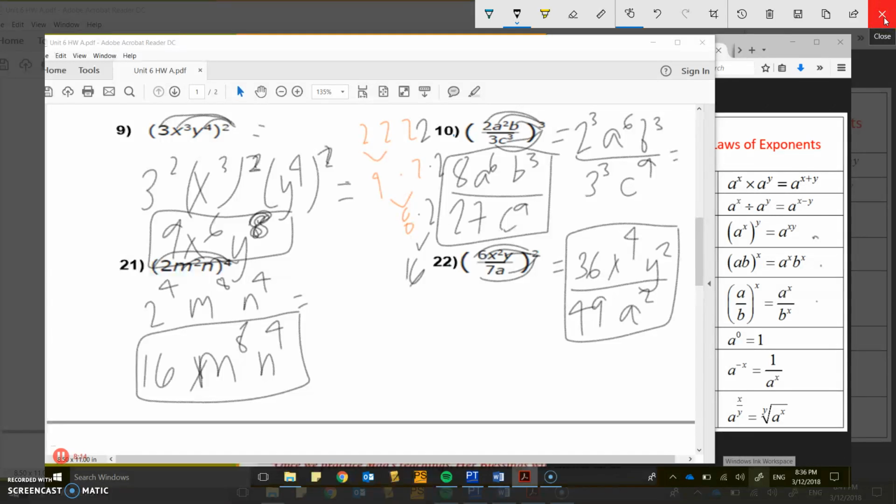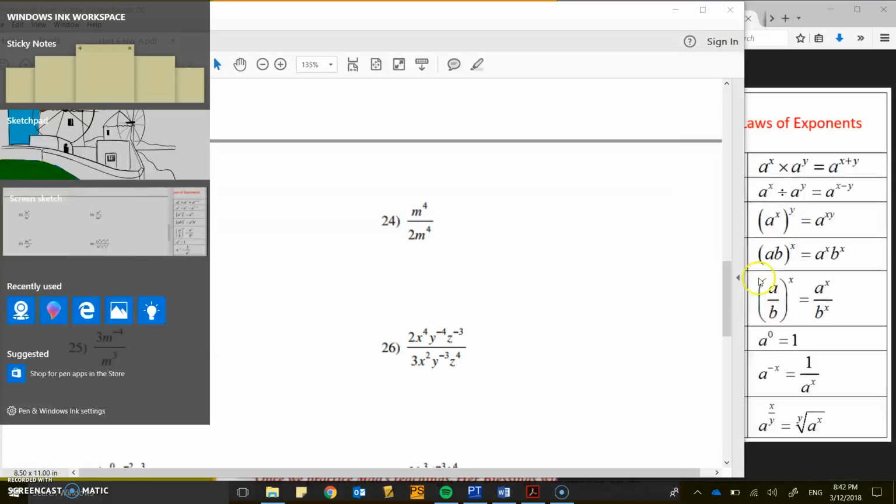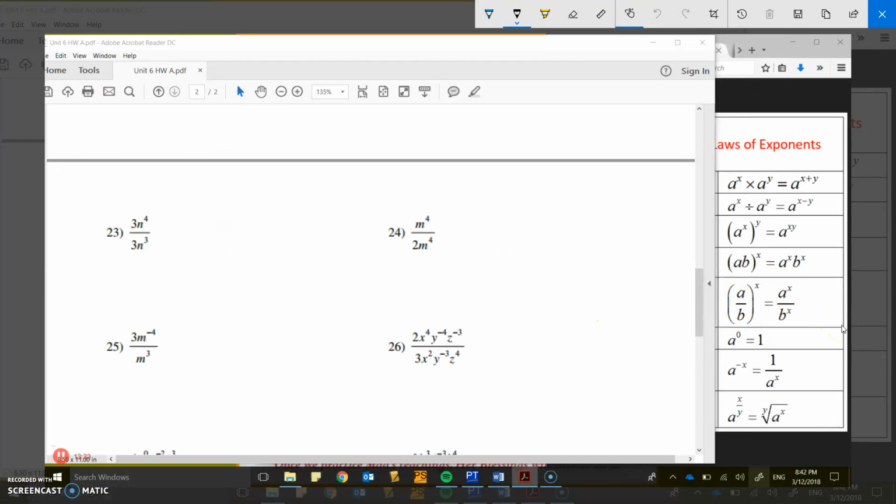Now to the back side. Almost finished. Okay, so I'm about to run out of time to do this, so I'm going to go a little bit faster. So I might only get also 23 and 24 done, maybe 25, I don't know, hopefully.